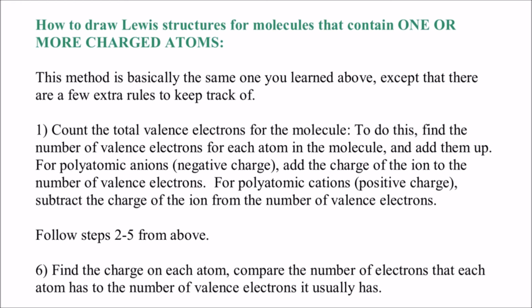Let's talk about how to draw Lewis structures if we do have charged atoms in the molecule. It's exactly the same as what we've done before, except when we go to count the valence electrons, if the molecule has a negative charge, it's an anion, then we're going to add electrons to it. If it's a cation, meaning it has positive charge, we're going to subtract electrons from it. The reason is that a negative charge means extra electrons, so we need to add those in. A positive charge means it's lost electrons, so we need to take those out.